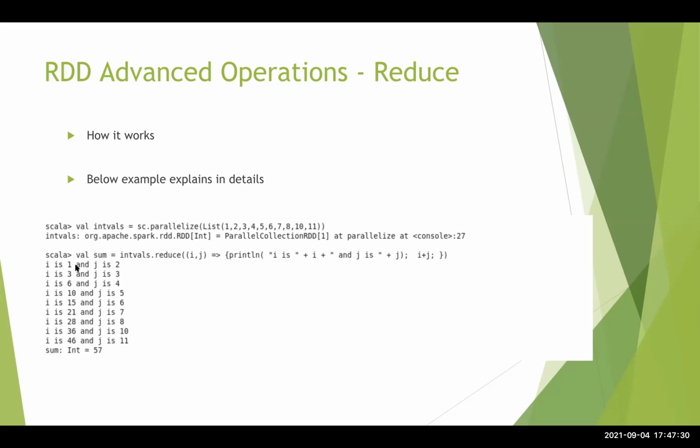So first it takes 1. For each 2 values like i and j, we are reducing them into 1 value and then summing up with the next value. Exactly. That's what it is.